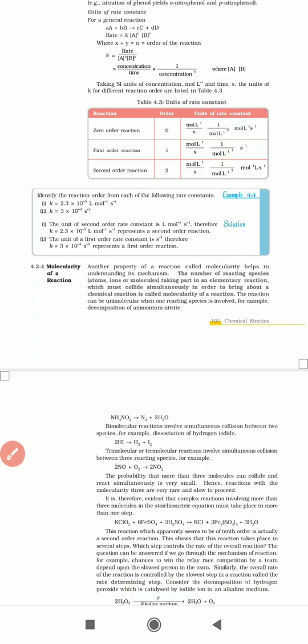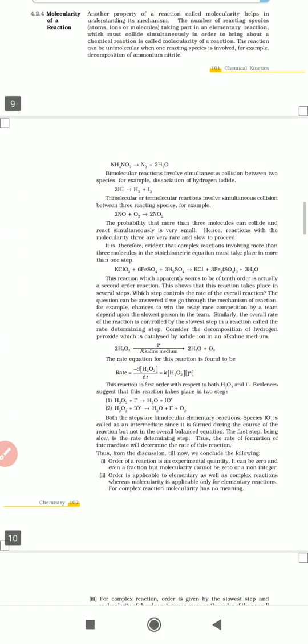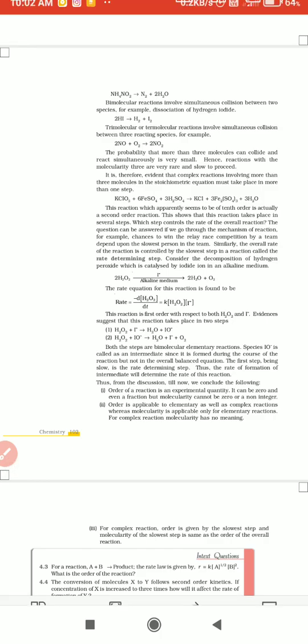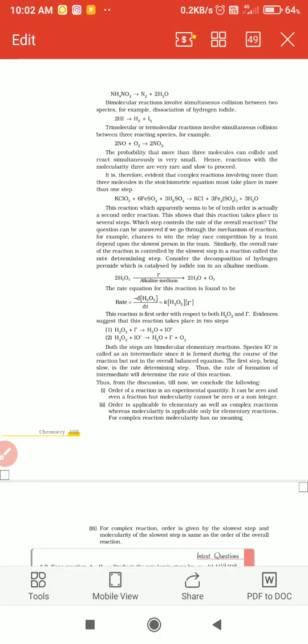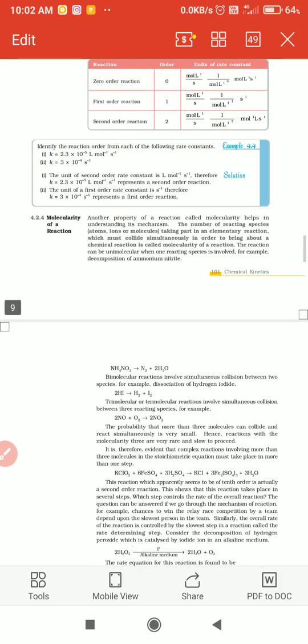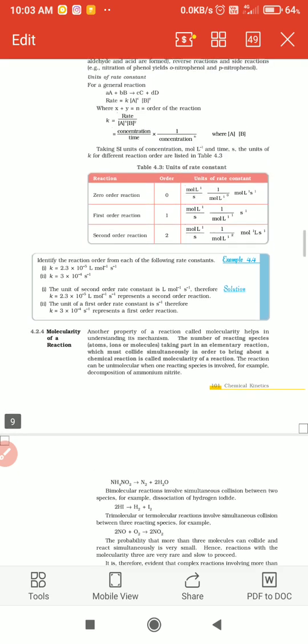Tomorrow in class we are going to see the molecularity of the reaction. What is the molecularity of the reaction? What is meant by the rate determining step of a reaction? These two concepts we will see in tomorrow's class, right? So thank you very much. Tomorrow we are meeting at 9 o'clock, and we will discuss the molecularity of the reaction.